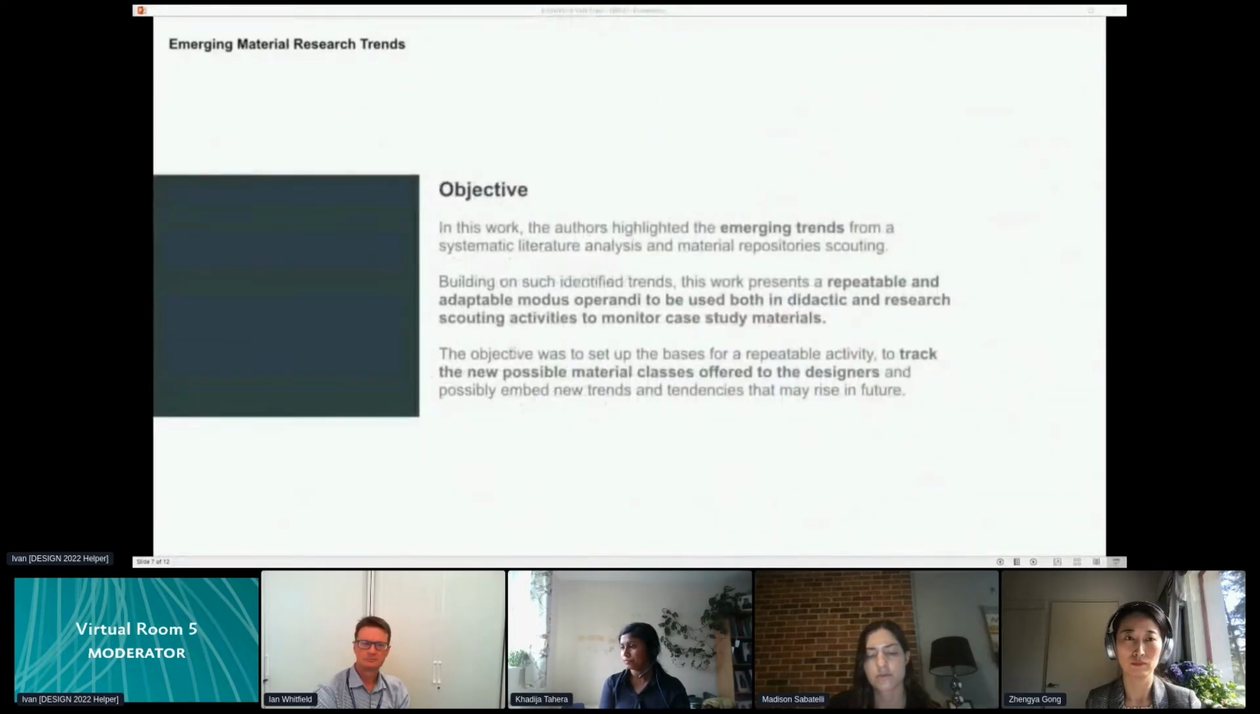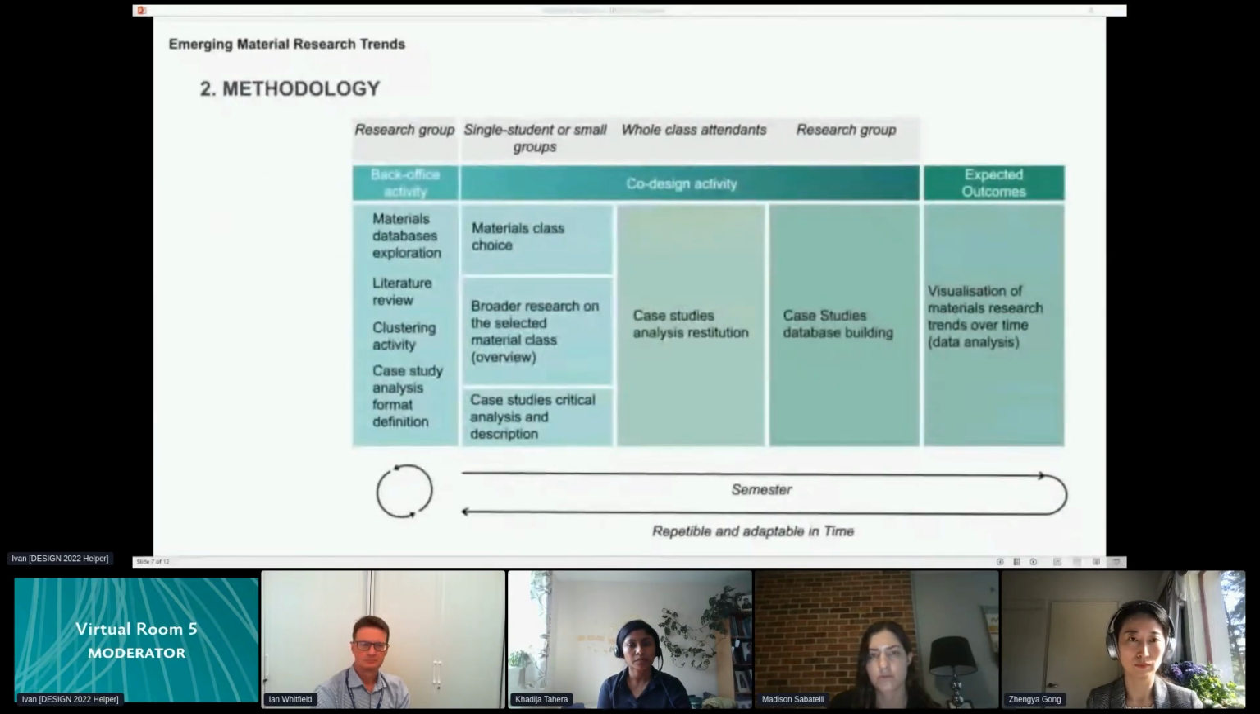In this work, the authors highlighted the emerging trends in material research and design and defined a repeatable and adaptable modus operandi to be used to monitor case study materials. The objective was to set up the basis for a repeatable methodology for tracking the new material classes offered to designers and possibly embed the new trends and tendencies that may arise in future. To monitor the new materials panorama and provide a useful picture of materials research and production trends, in this work the researchers, together with design students, carried out an extensive case study analysis.